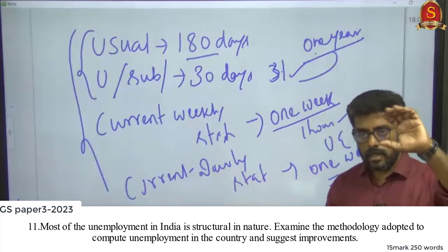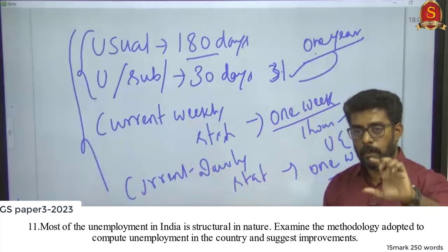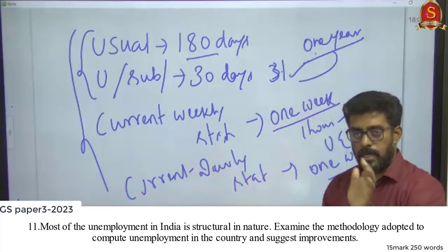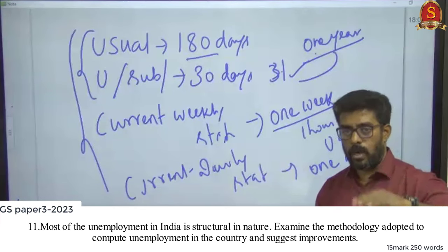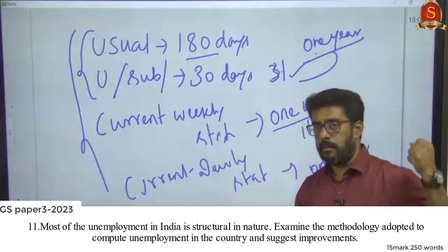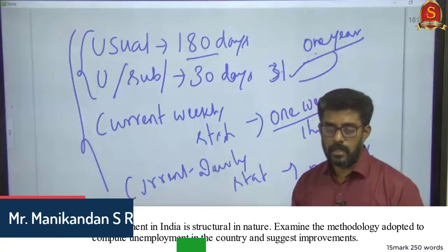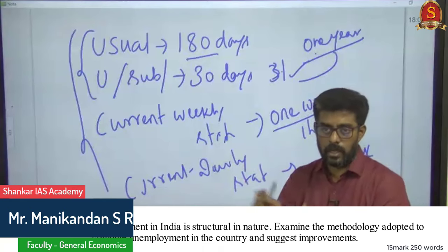So write about structural unemployment, then write about the methodology: usual principal status, current weekly status, daily status. Then write about the improvements. What improvements? We are getting data in a lagged manner. The data lag must be addressed. Frequency must be increased. In this angle, then you give a conclusion.